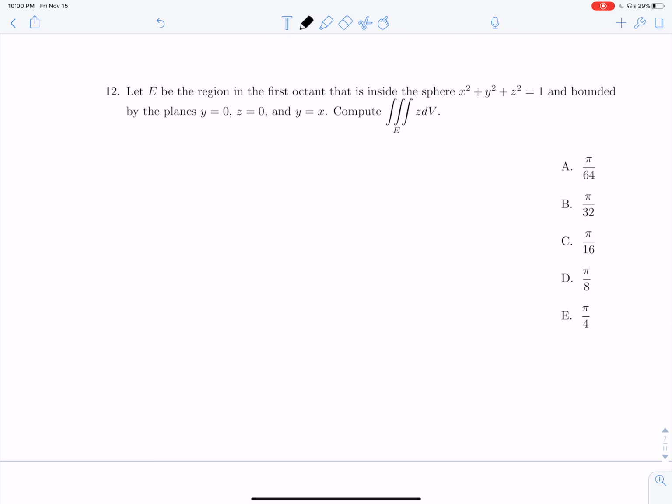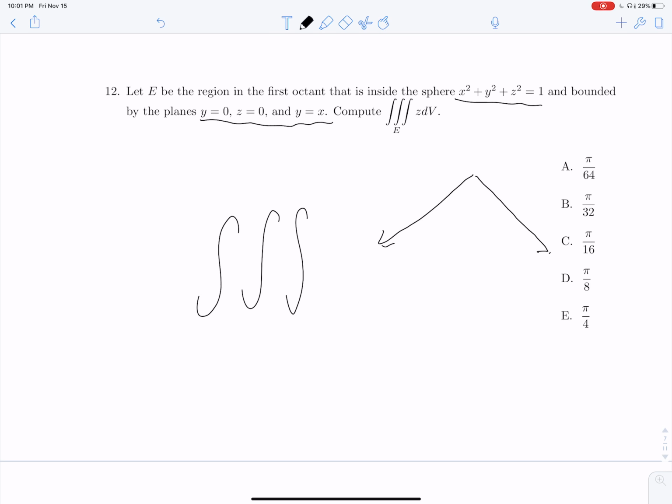Okay, let E be the region in the first octant that is outside of this sphere and bounded by these guys. I actually did this question earlier today, and I'm really, really sick of spherical integration at this point, but we'll do it anyway. So setting this up, making a little graph, because this one is kind of necessary.